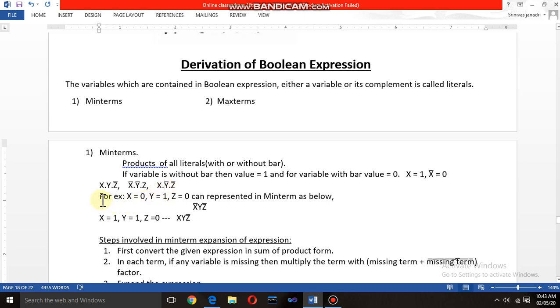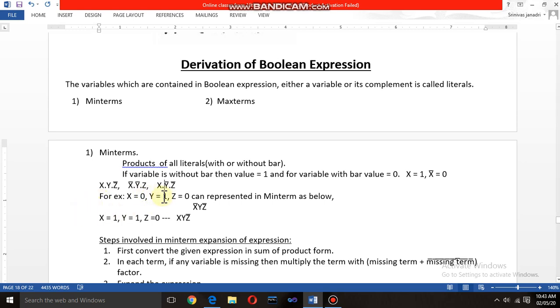In the minterm format, when the variable has the value 0, it is represented by the complement. When the variable has the value 1, it is non-complemented. Remember this: when the variable has the value 0, it is represented as a complement, and when it is a non-complemented variable, it is represented by the value 1.